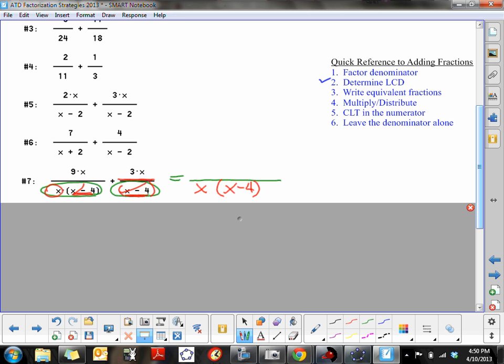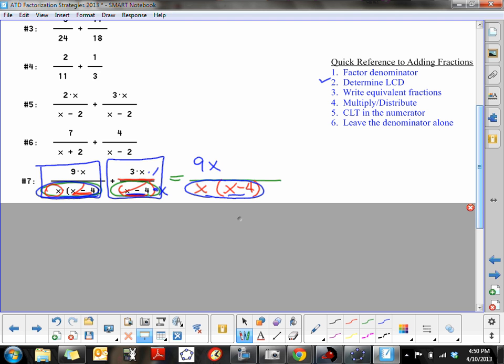Now I'm going to write equivalent fractions. This denominator, x times x minus 4, is already the same as our common denominator, so I do not have to alter or change our fraction in this first part at all. So I just leave that simply 9 times x. It's the second fraction that we have to do the work on because this fraction didn't have the common denominator. The x minus 4 was in common, but what we need is another factor of x. So I got to take it times x to get a common denominator.